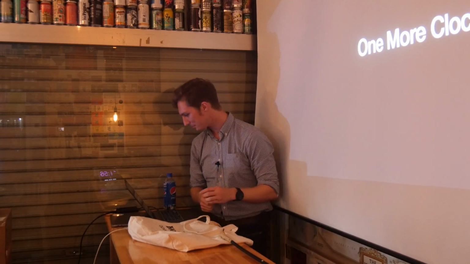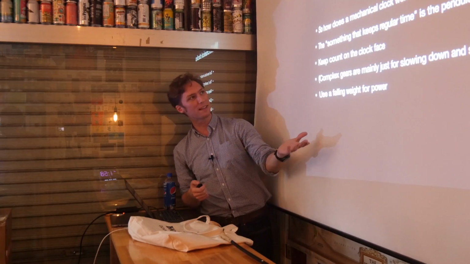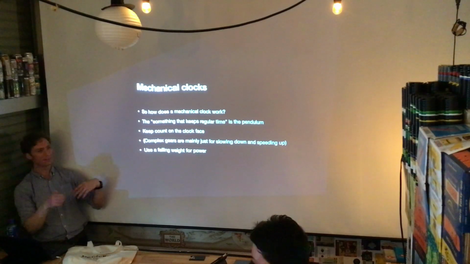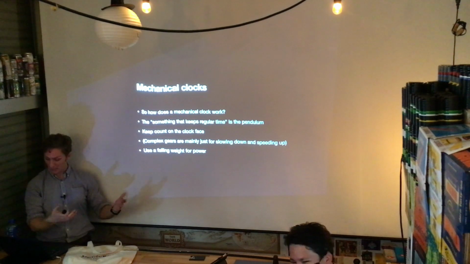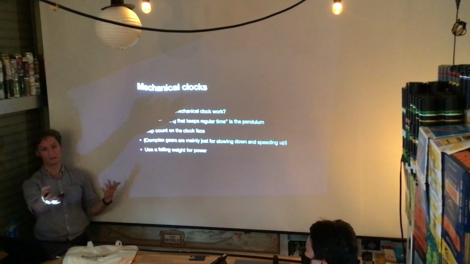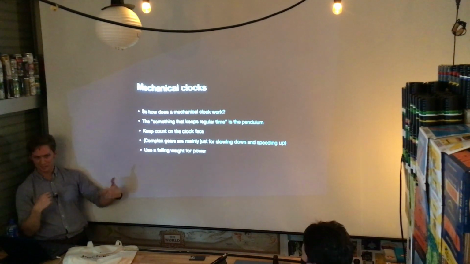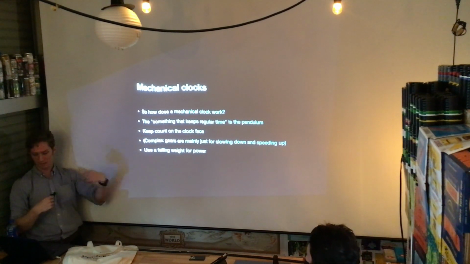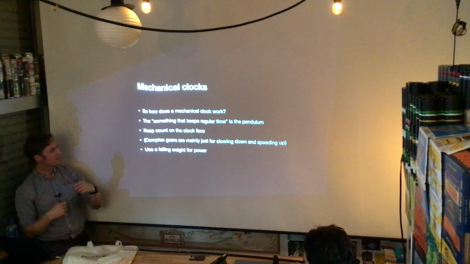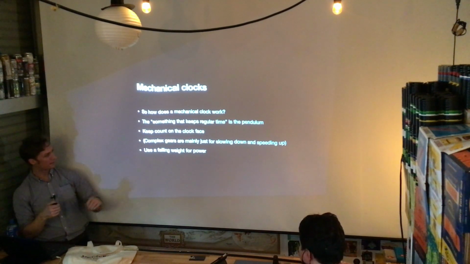Yeah. So basically what I just said: mechanical clocks have a falling weight, giving some power. They have a pendulum doing the ticking, and they keep count on a little clock face. And that's what all the fancy gears are for. The clock face is just speeding up and slowing down the movement so you can get a second hand or a minute hand or an hour hand, so you can watch what's going on.